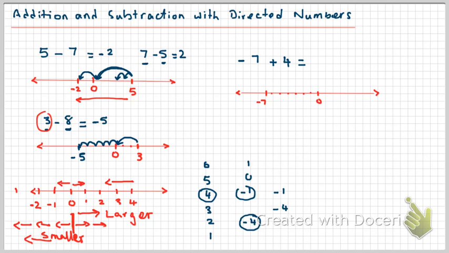Now I'm adding 4. Now if this was, say, 7 plus 4, you wouldn't have any problems with doing that question. 1, 2, 3, 4, 5, 6, 7. If that was 7 plus 4, you'd start from here and you go 4 that way. Well, I'm still going to do the same thing, except my starting point isn't 7, it's -7. But I'm still going to move 4 that way. And I end up here.